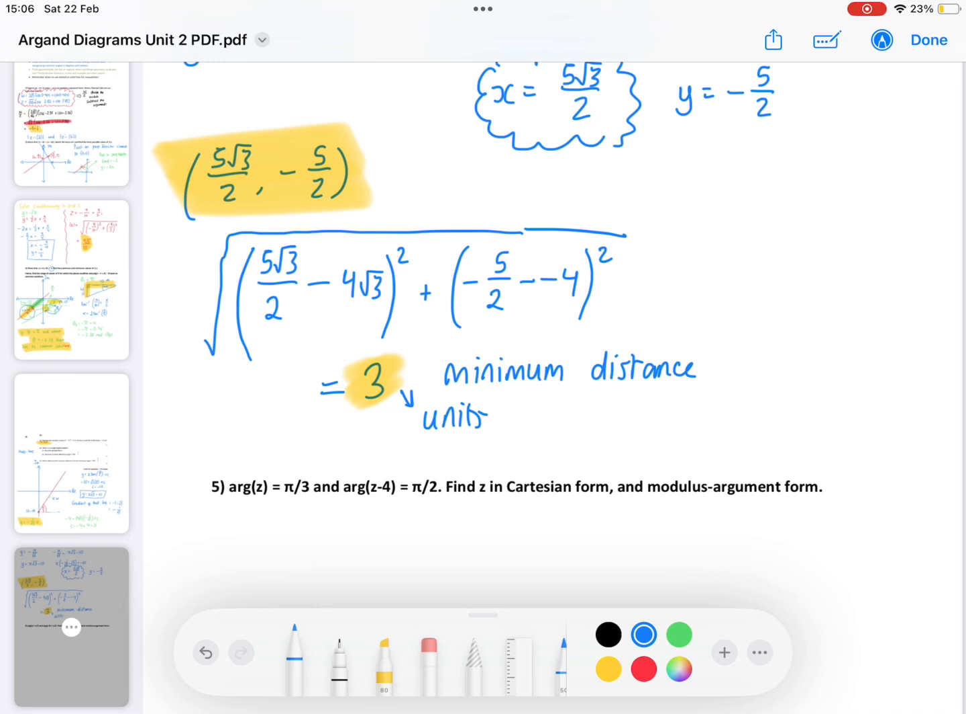So I'm going to end this video here to avoid making it excessively long, but there will be a part 2 on Argand diagrams with just a few more questions, less than this video, to consolidate more.